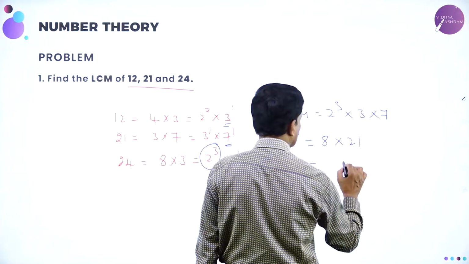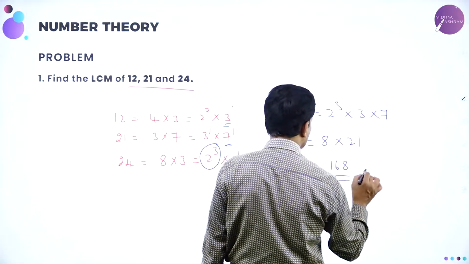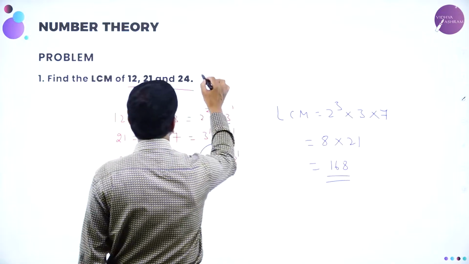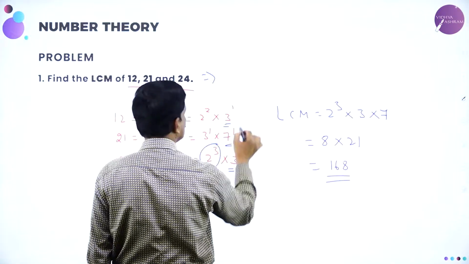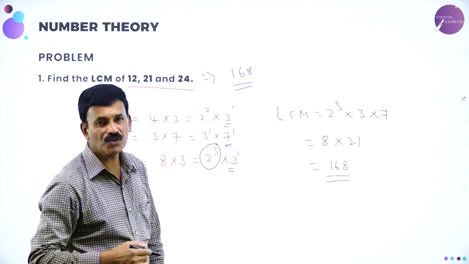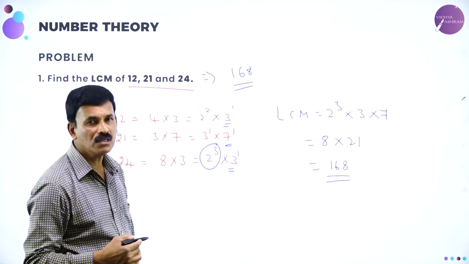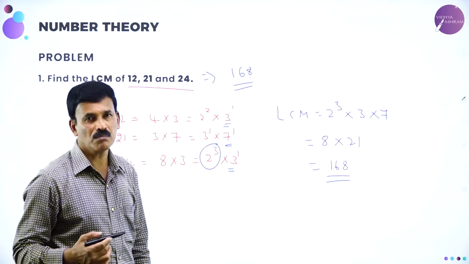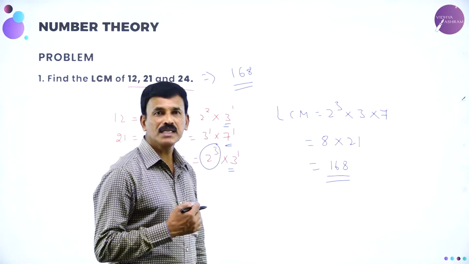That's equal to 8 ones are 8, 8 twos are 16, 168. So therefore, the LCM for this number is 168. So this type of finding the LCM is called the prime factorization method. Okay. Now let us come to the next problem.